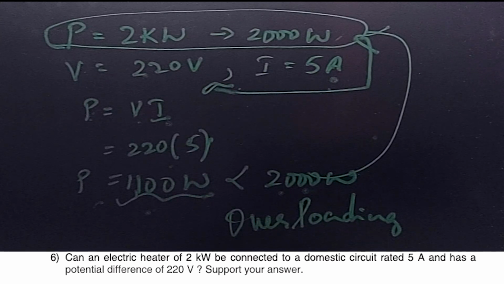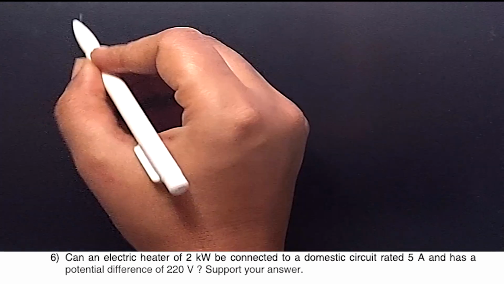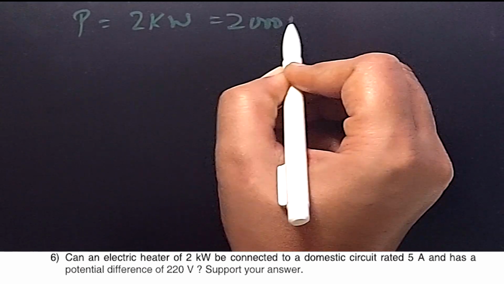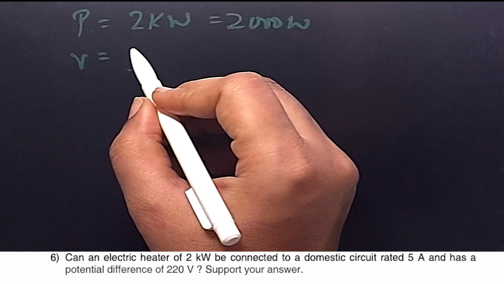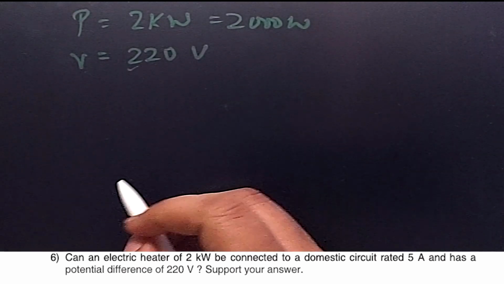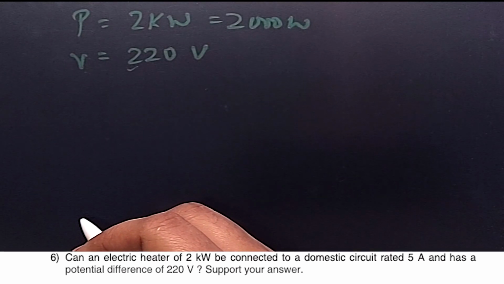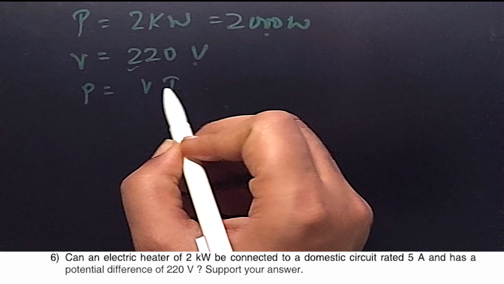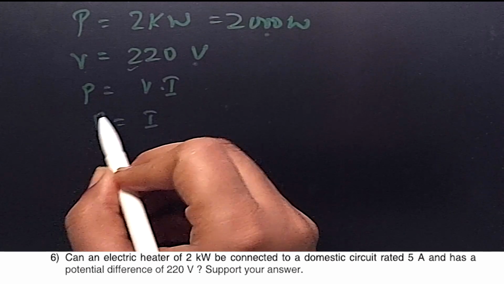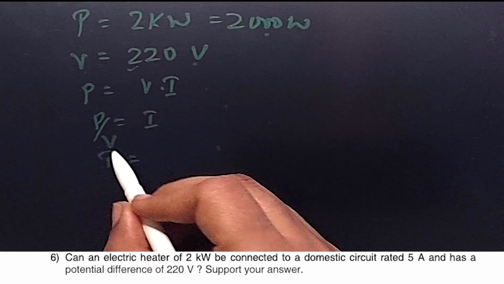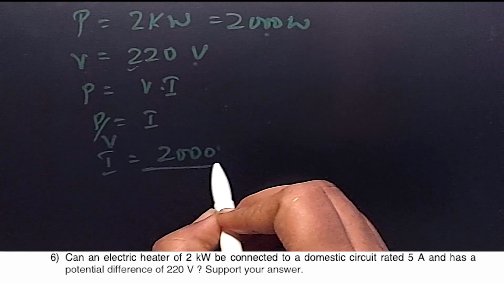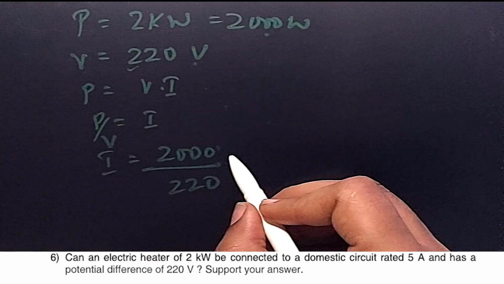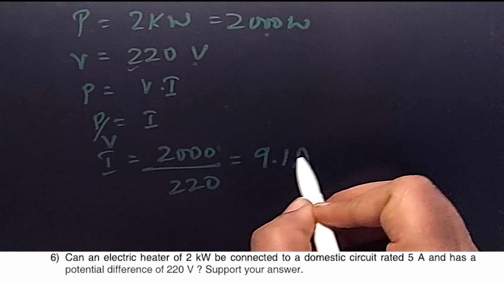There is another method for solving this problem. Let me write the given quantities. Power is equal to 2 kilowatt, nothing but 2000 watt. Voltage is 220 volt. What should be the current for this power and for this voltage? Again the same formula, P is equal to V into I. I is equal to P by V. That is I is equal to 2000 by 220. We will be getting the answer as 9.1 ampere.